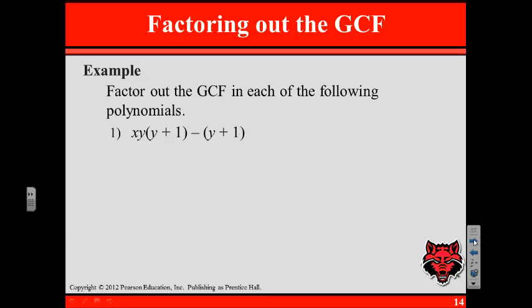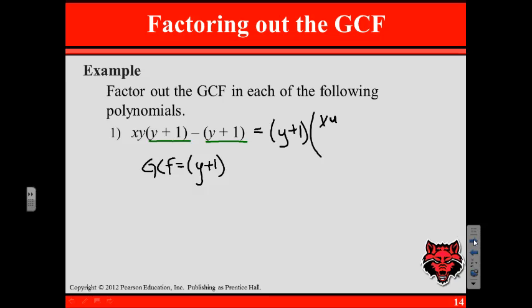Let's try another example. We can look and tell pretty quickly that the x, y, and the negative 1 in front of each binomial have nothing in common. And so our greatest common factor again, instead of writing each prime factorization, we can skip straight to the fact that the greatest common factor is y plus 1. Once we find the greatest common factor, we write it on the outside of parentheses. We then write each original term being divided by that greatest common factor.